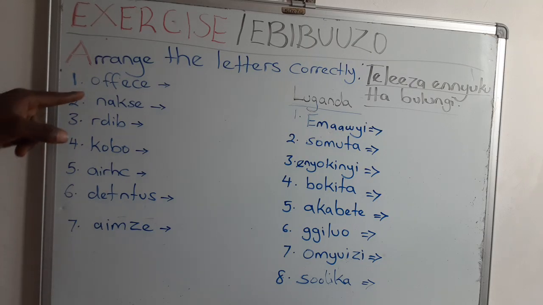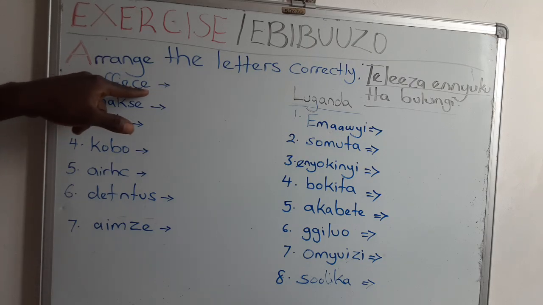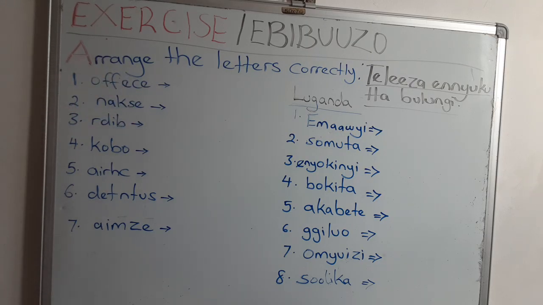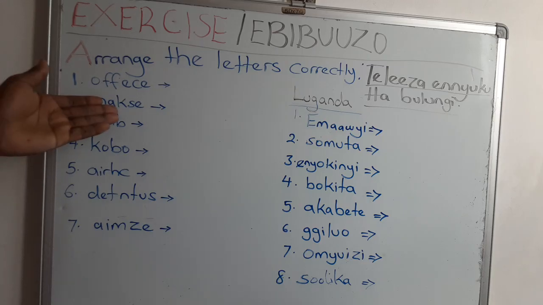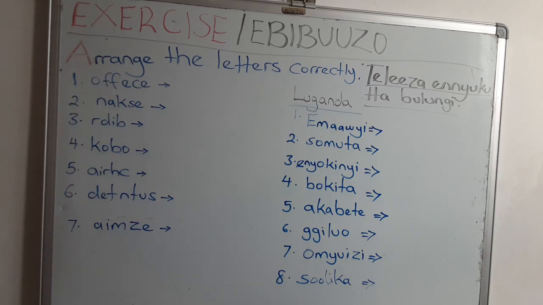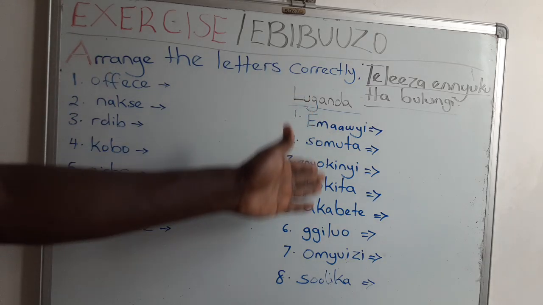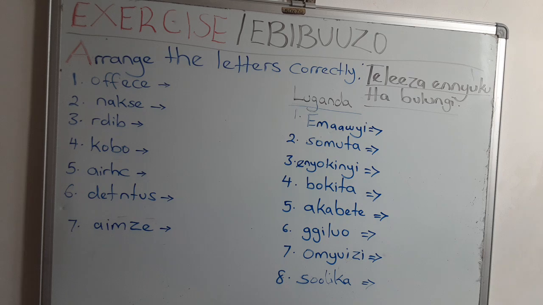Number 1, we have off and SCE. What is that? Number 2, we have this. So you can look through the English letters and formulate English words, and then you can look through the Luganda letters and formulate out meaningful words. Okay, please pause the video.